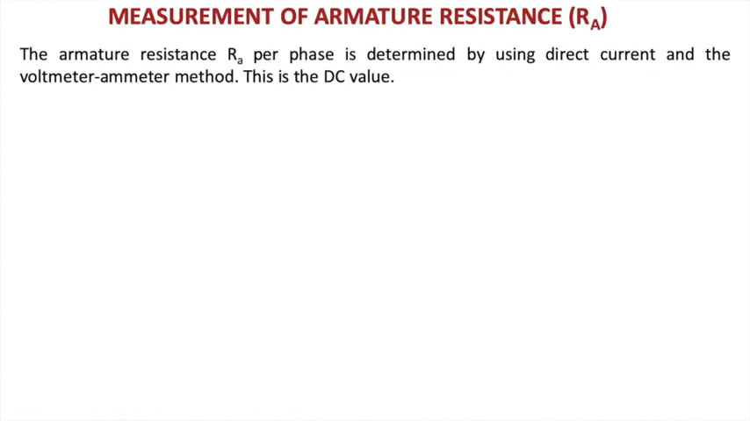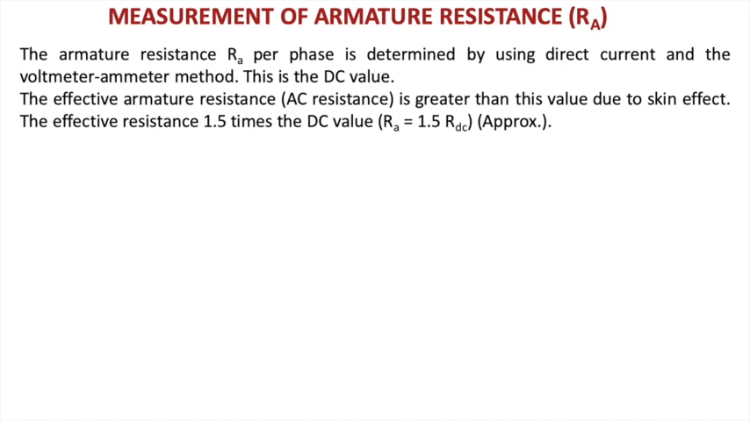So how do we measure the armature resistance? The armature resistance is measured by directly applying DC voltage and measuring the current, and R will be equal to V by I, so that will give you the RDC. But the AC resistance is higher than the DC value due to the skin effect, and hence the effective resistance becomes approximately 1.5 times the RDC, because there is a range from 1.25 to 1.75. On average you can take it as 1.5 times the RDC.